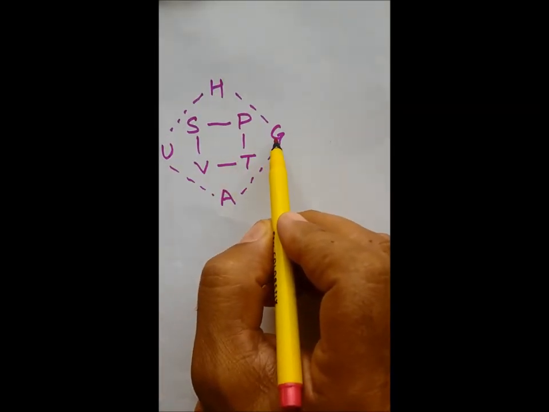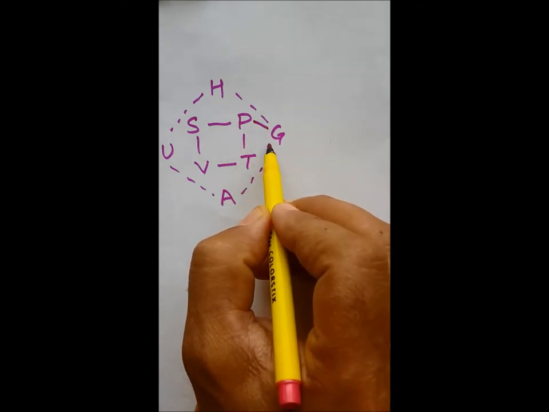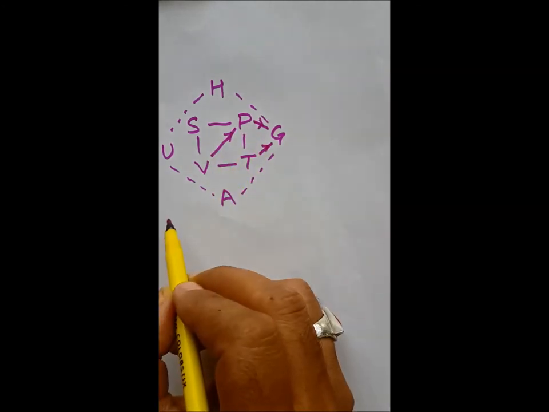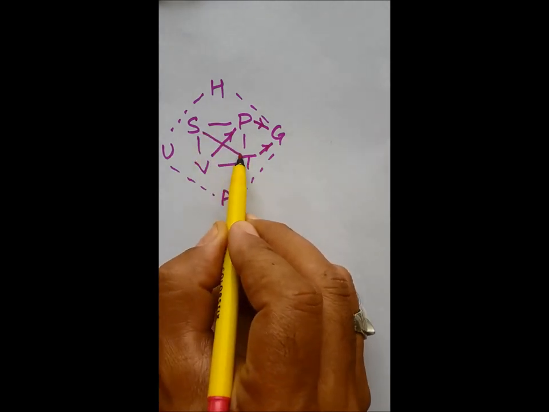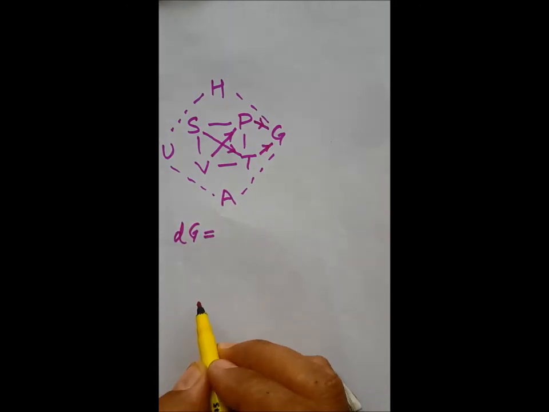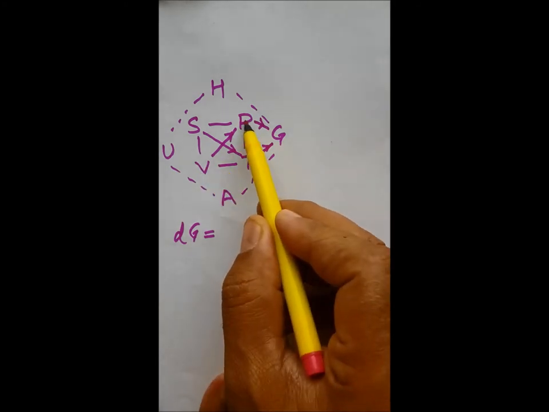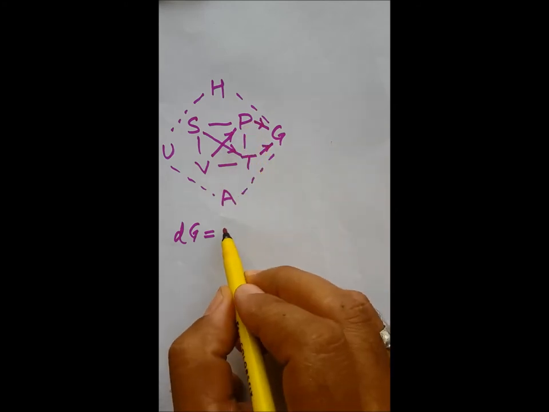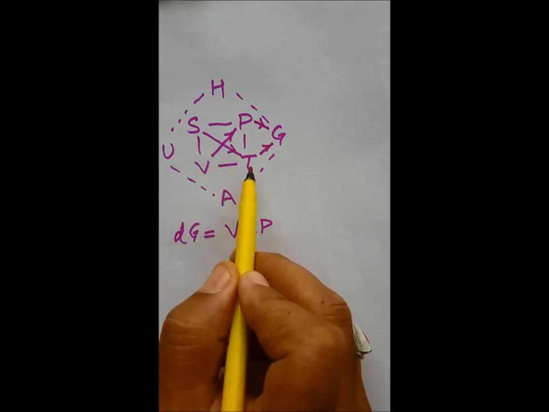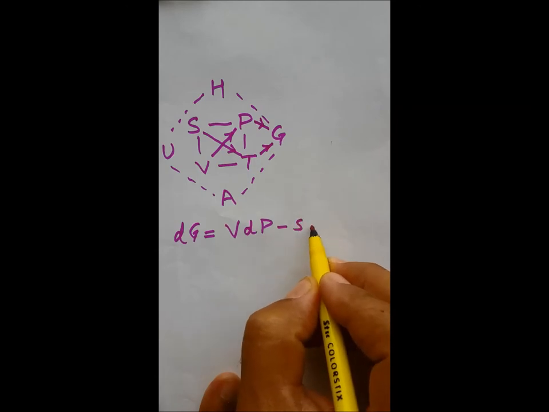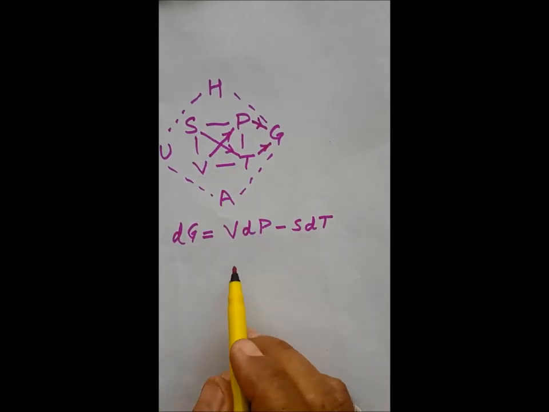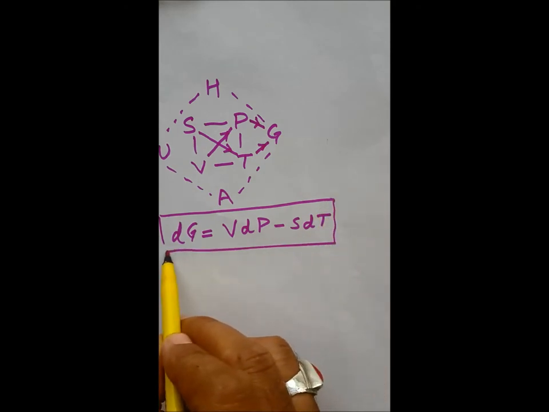Now next is G. So G is a natural function of P and T. To go to P, diagonally we go from V. To go to T, diagonally we go from S. Now dG is equal to V dP, as we go from V to P, we go up. And when we go from S to T, we go down, so it is minus S dT. We go up, then it is plus sign. We go down, so it is minus sign. So this is the differential equation for dG.